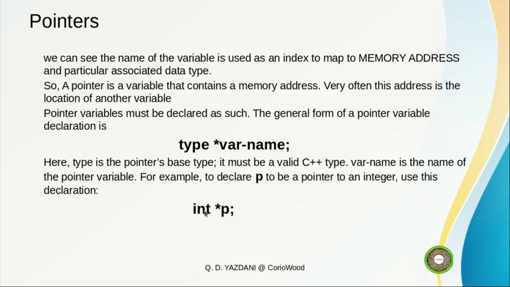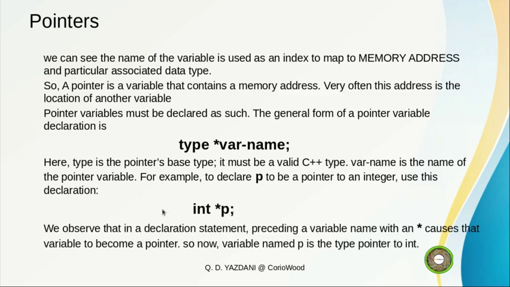So the first one is type, the data type, then you put this star, then you put p. In this case I put a p, just to let you know this is a pointer. We observe that in a declaration statement, preceding a variable name with a star causes the variable to become a pointer. So now the computer knows. As far as C++ is concerned, this is a pointer because you put a star in the front. So now variable name p is of type pointer to int.